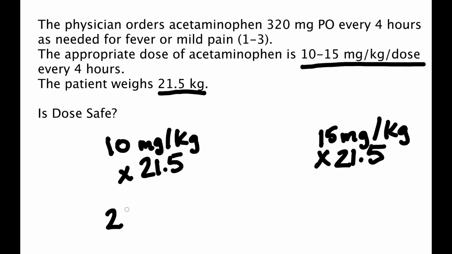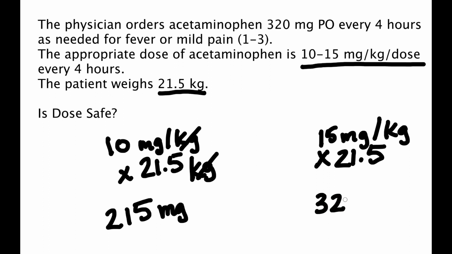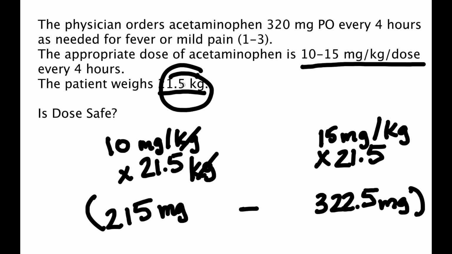And you get 215 milligrams down here, because remember, these kilograms cancel each other out. And then same over here, you'll get 322.5 milligrams. This right here would be the range of a safe dose of Tylenol for a patient who weighs 21.5 kilograms.